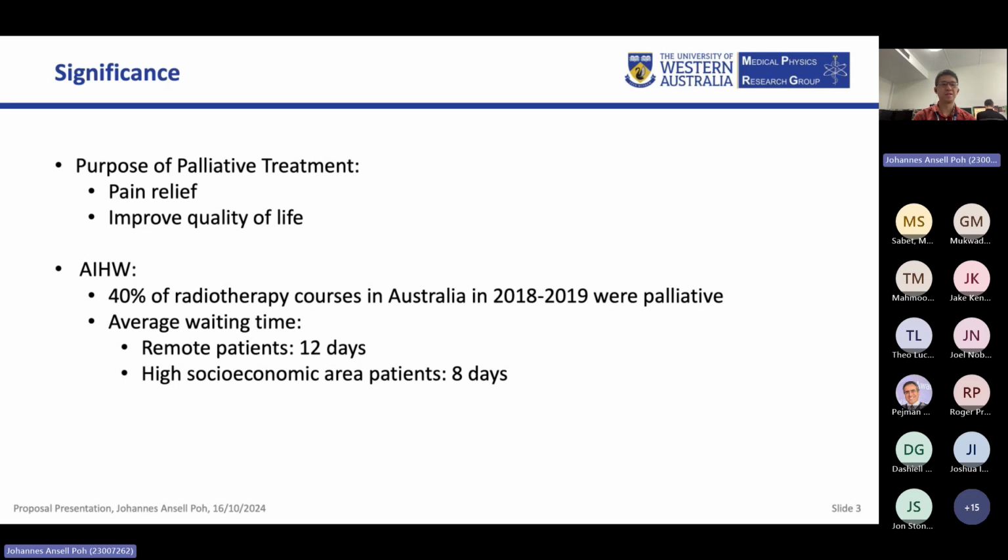So according to the Australian Institute of Health and Welfare, palliative radiotherapy forms quite a significant percentage of radiotherapy courses in Australia, which is around 40% in 2018-2019. Also, we can see that remote patients have a disadvantage compared to patients living in high socioeconomic areas in terms of average waiting time. They need to wait for an average of 12 days instead of 8 days for patients in high socioeconomic areas.